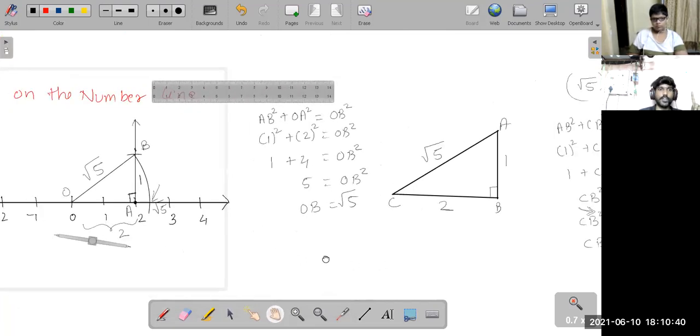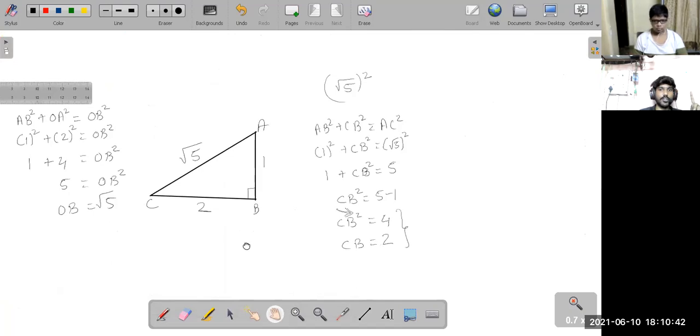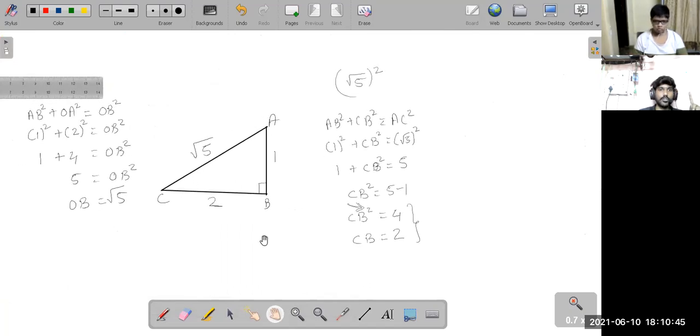Pay attention. We had to show root 5 on the number line. Before that, you do this rough work. You draw a right angle triangle, name it ABC. Put the hypotenuse as whatever you have to show. In this case, we had to show root 5, so write that length here. And this side, always you write 1 here. Always this has to be 1. Then you use Pythagoras theorem and find out this side. By Pythagoras theorem, I got this side to be 2.